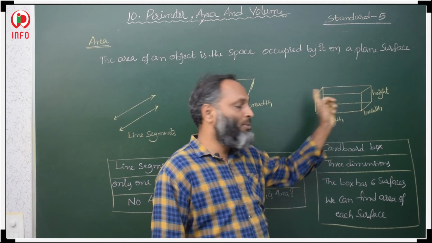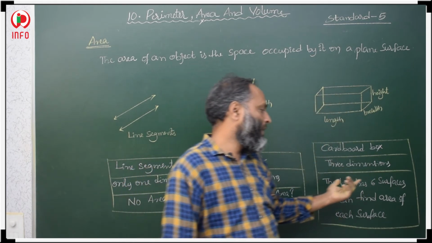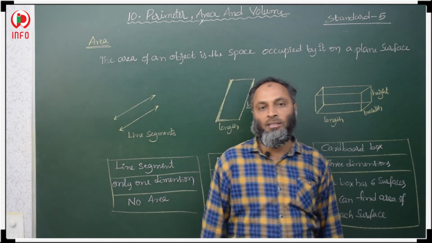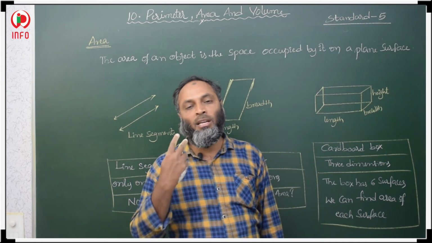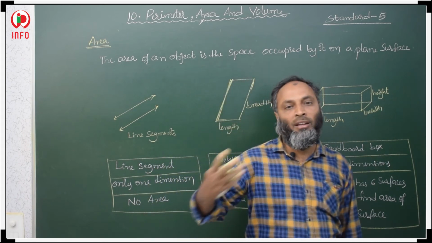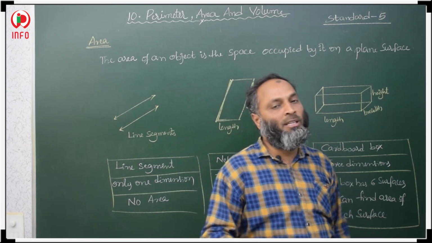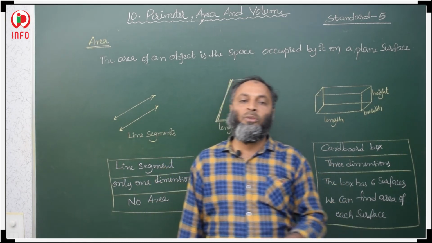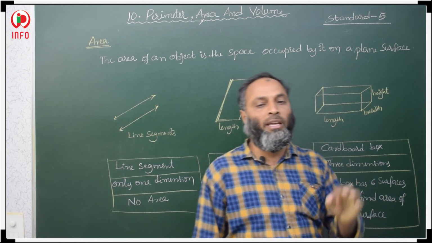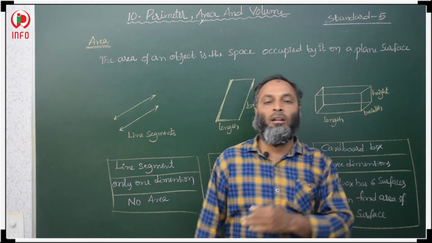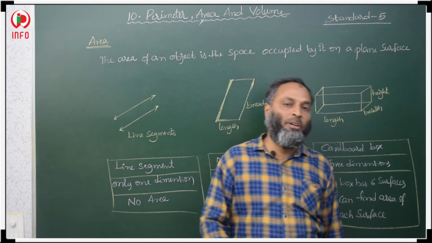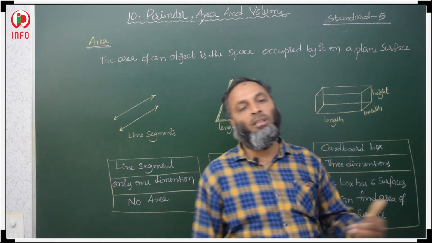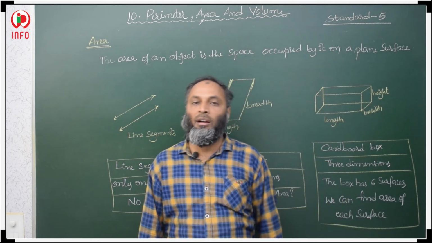So it has 6 faces, and we can find the area of the 6 faces also. When shapes are 2 dimensional or 3 dimensional, we can find areas. If it is 1 dimensional, it has no area. One dimensional shapes, like a point or a line segment, don't have any area. 2 dimensional figures have area.